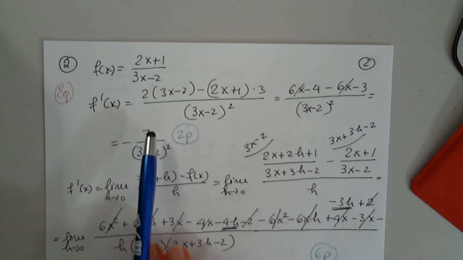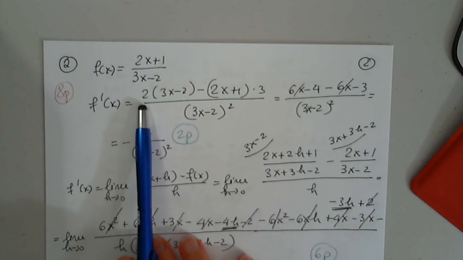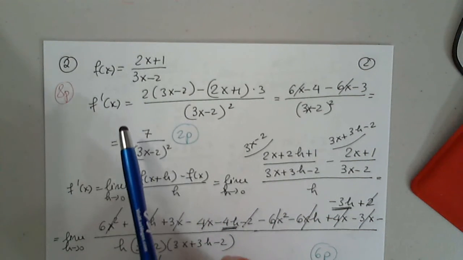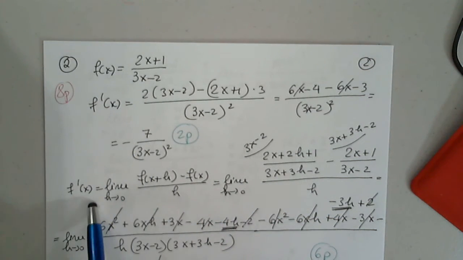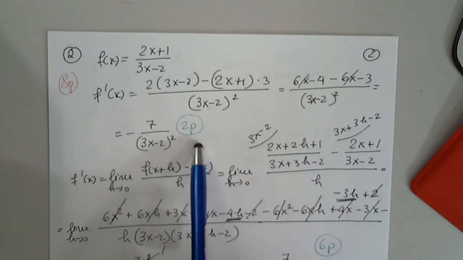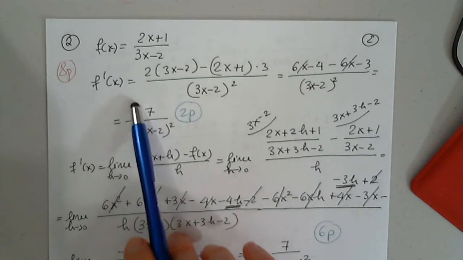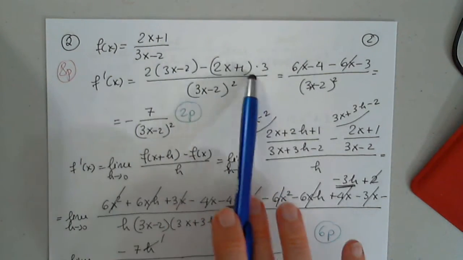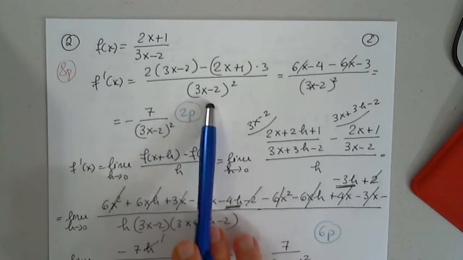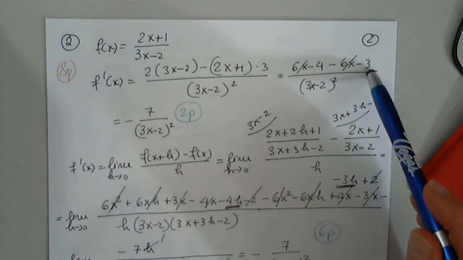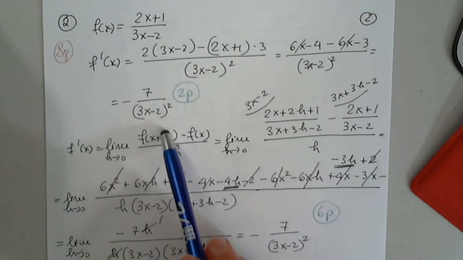We were asked to determine the derivative using the definition of the derivative. So that means this is the definition, and also we were asked to find the derivative using differentiation rules. I started with that: the top function prime times the denominator minus the top times the denominator prime, over the denominator squared. I distribute 6x minus 4 and then minus 6x minus 3. These two go away, minus 7 over this.